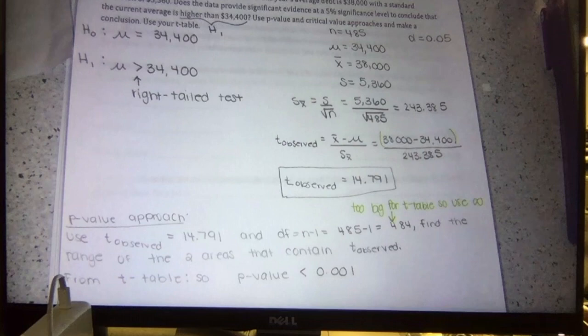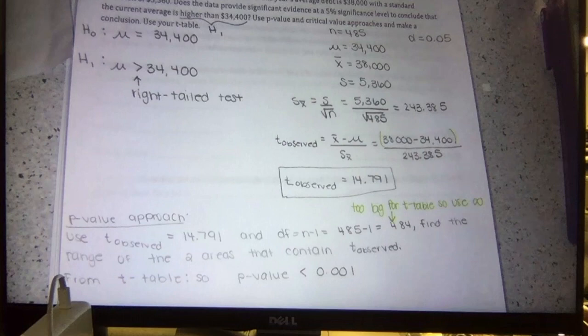And then lastly, our critical value approach. Our area, which is our alpha, is 0.005. Our degrees of freedom is n minus 1, which is 485 minus 1, which is 484, which we know in our table is going to be infinity. So from our table, we know that our T critical is going to be looking at our last infinity row, looking at alpha 0.05. So we get 1.645. It's a right-tailed test, so I know it's going to be positive.